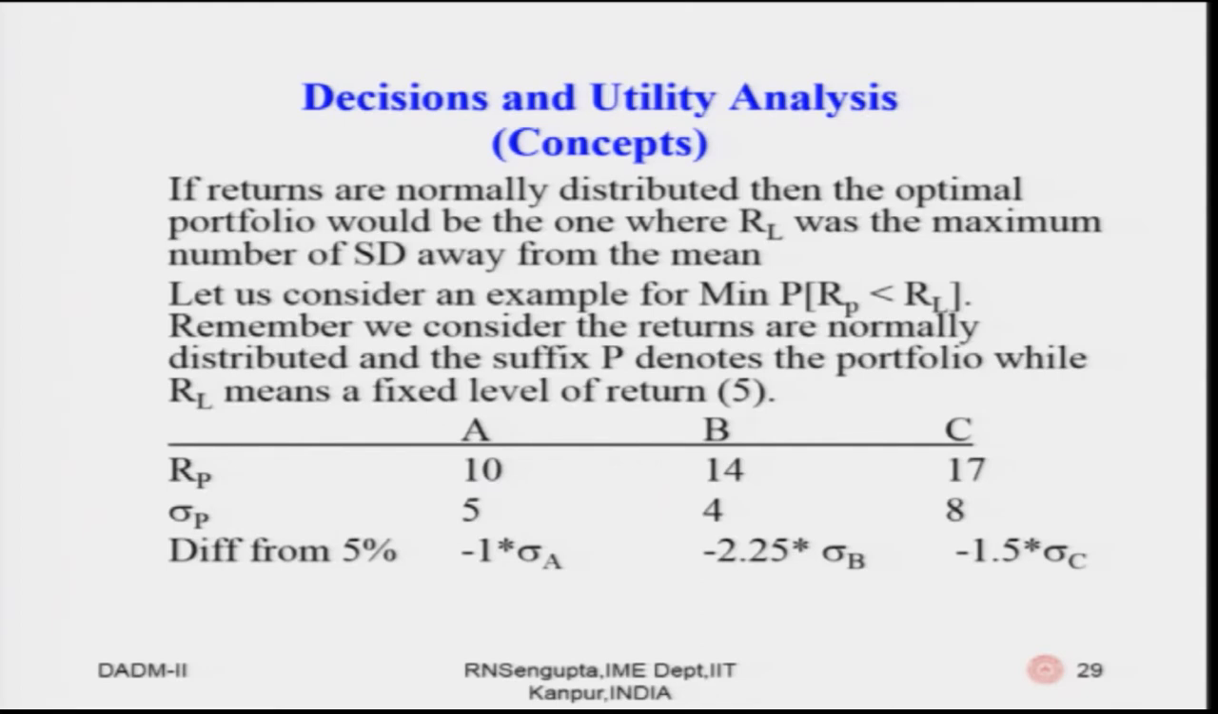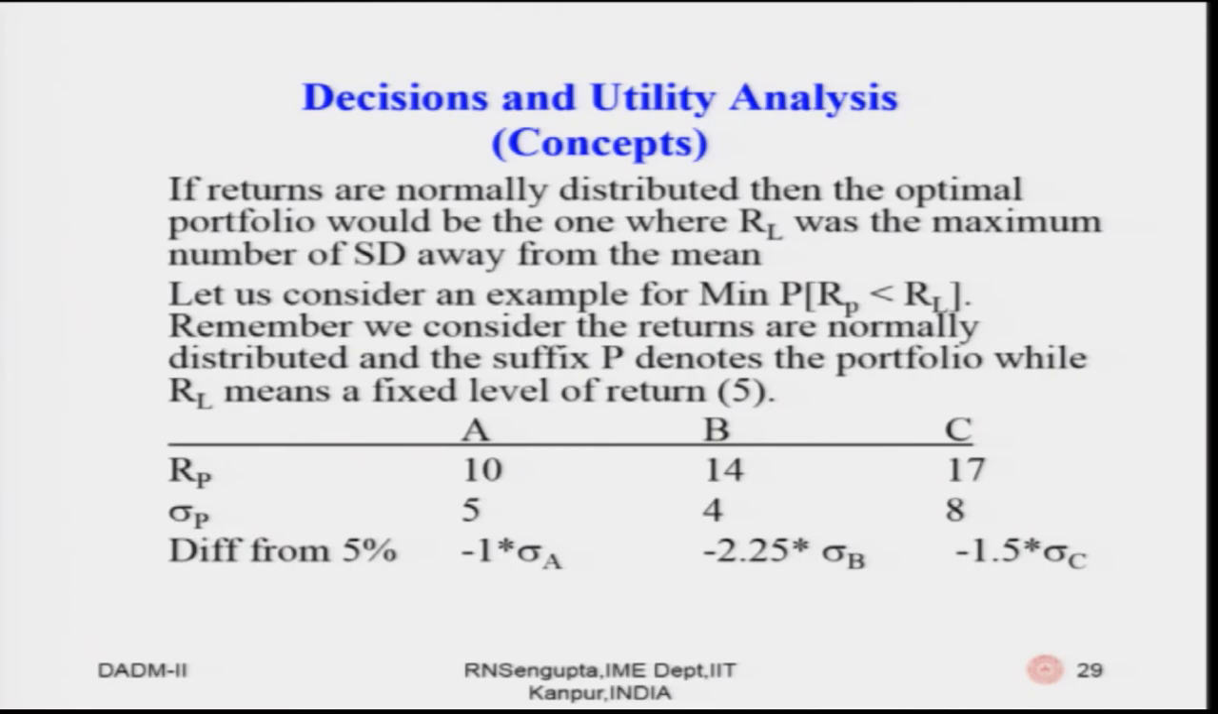The standard deviations corresponding to those investment decisions, that is the portfolios A, B, C, are given by 5, 4, 8 respectively. And if you find the difference from 5%, this 5% being the return RL which you have considered, they come out, on the negative side, on the left hand side, to be minus sigma A, minus 2.25 sigma B, and minus 1.5 sigma C. So, these A, B, C suffixes correspond to the decisions A, B, C.